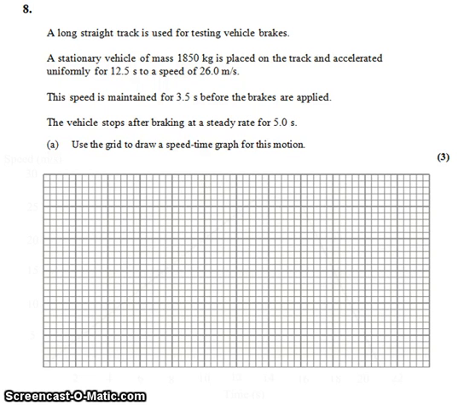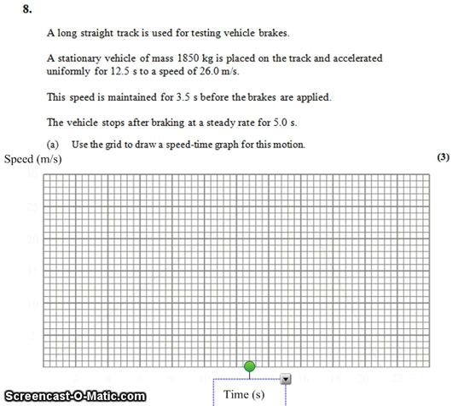Question 8 is about vehicle testing and testing the brakes. It gives us lots of information in the question and asks us to plot a speed-time graph using all the information given. So for a speed-time graph we must first of all label our axes. We're going to label them speed, meters per second on the y-axis, and time in seconds on the x-axis.